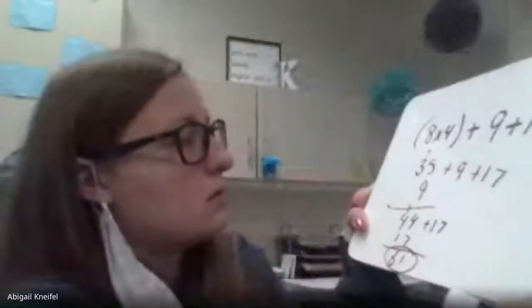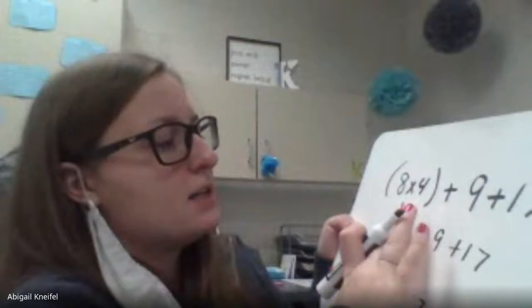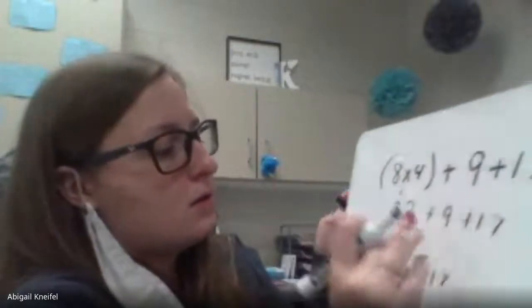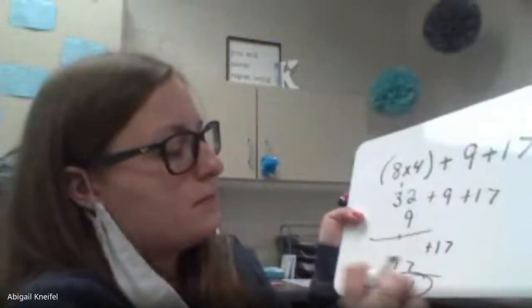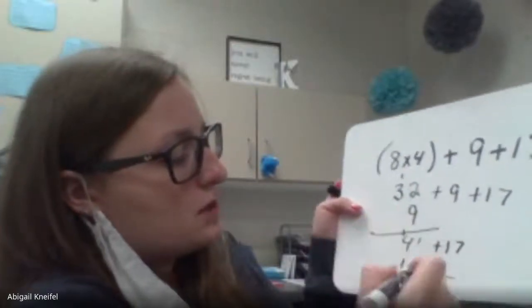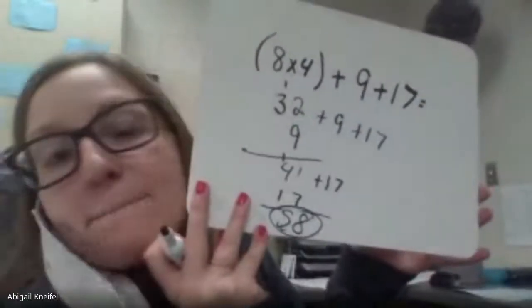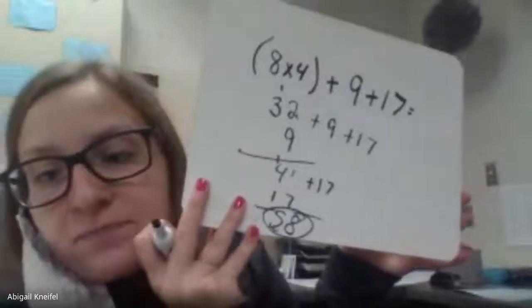Did I add wrong? Oh, wait, it's 32. Why did I say 35? Just kidding. JK, pretend like Mrs. Kneifel didn't just mess up. There, it is 58. Sorry, Mrs. Kneifel made a mistake. Oh, see, isn't it good we practice? Because even Mrs. Kneifel's not perfect. So you should have gotten 58. Give me thumbs up if you got that 58 or show me your screen.